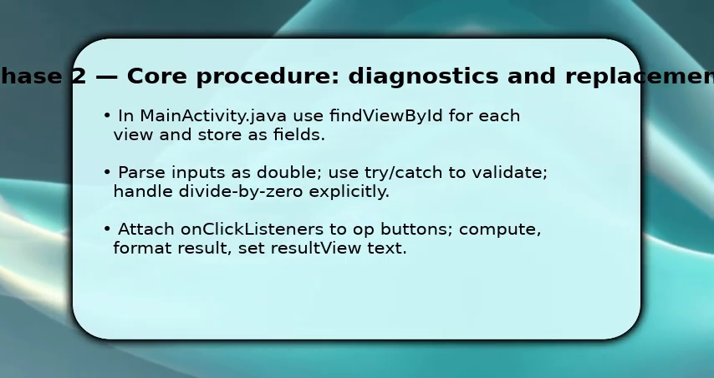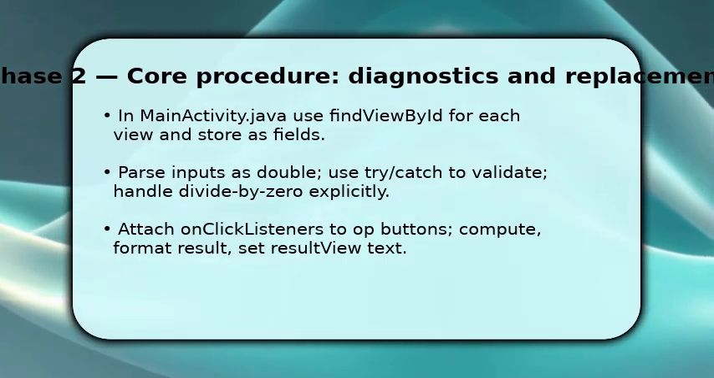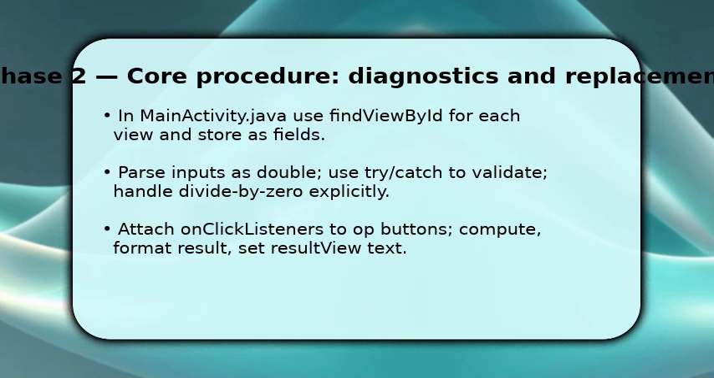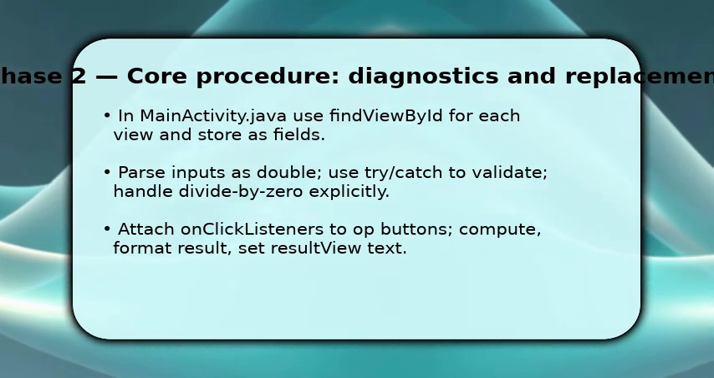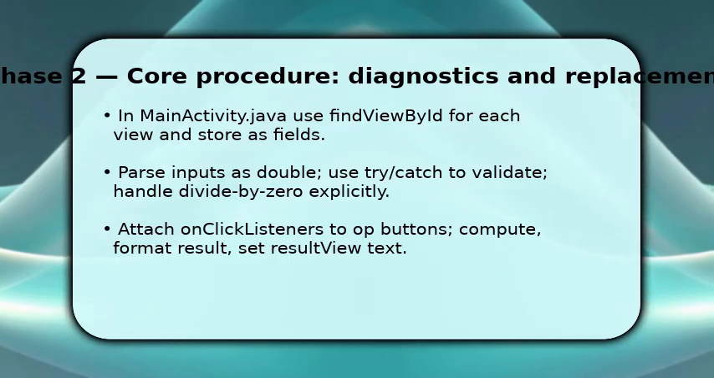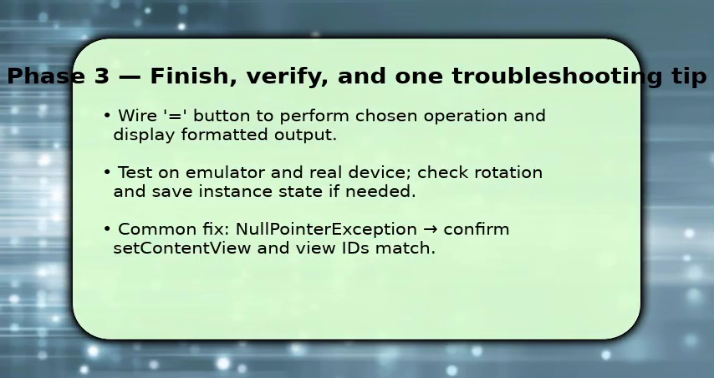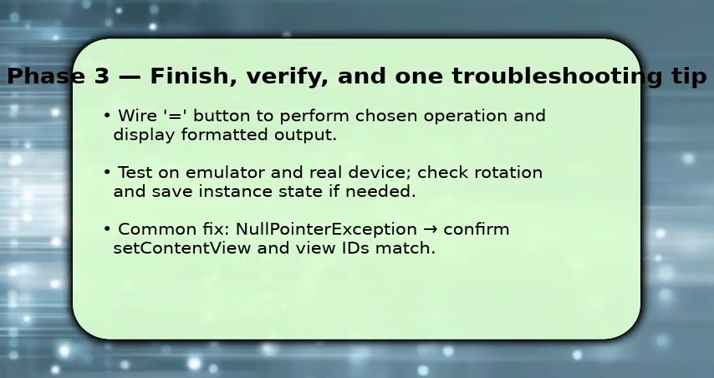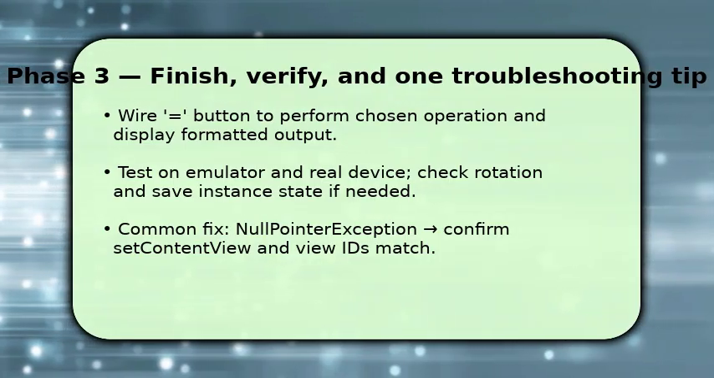Make sure to update the result TextView on the UI thread and format numbers to a reasonable precision, so results are readable. You finish by wiring the equals button to run the selected operation or run directly on each op button, then display the formatted result.